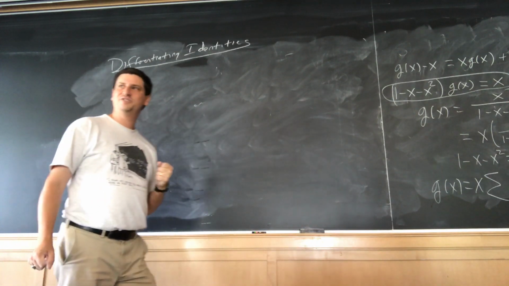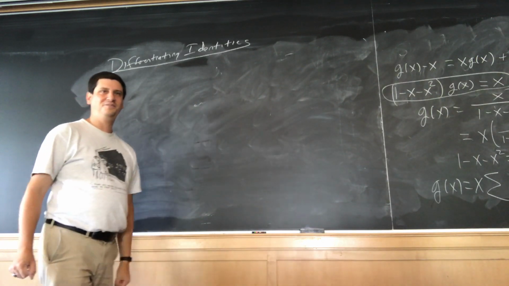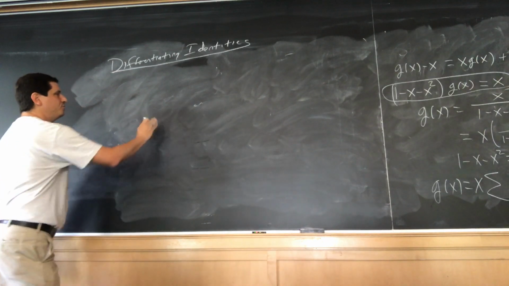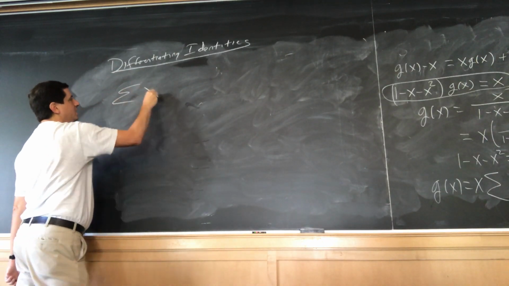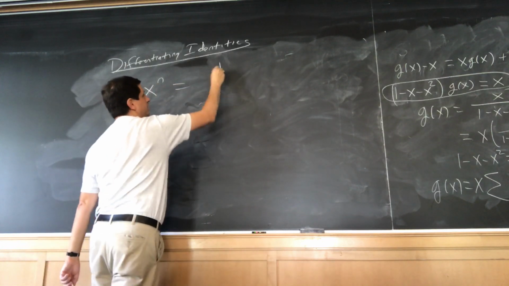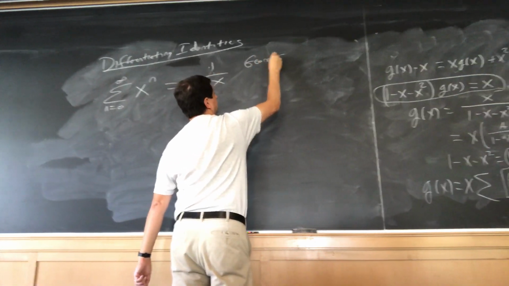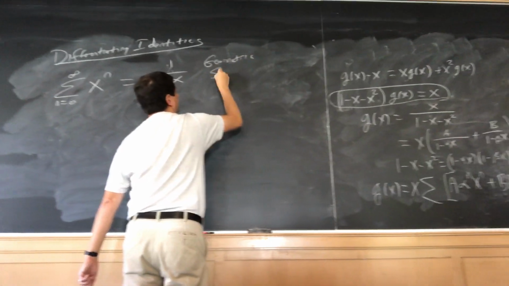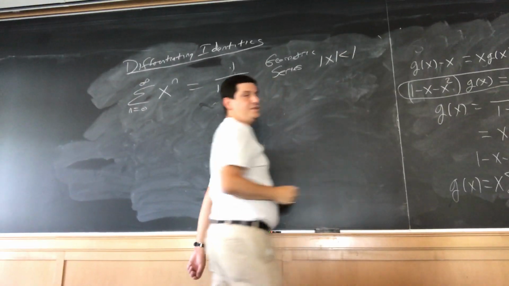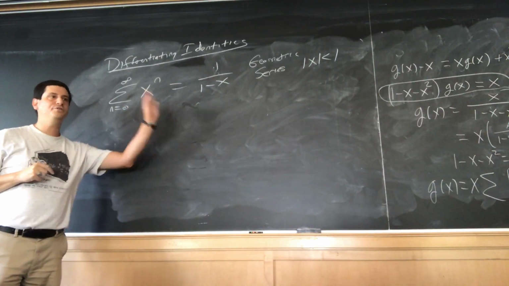What formula did we prove on the first day? The geometric formula. The sum of x to the n, n goes from 0 to infinity, is 1 over 1 minus x. So this is the geometric series. And everything is fine so long as the absolute value of x is less than 1. Wonderful formula.